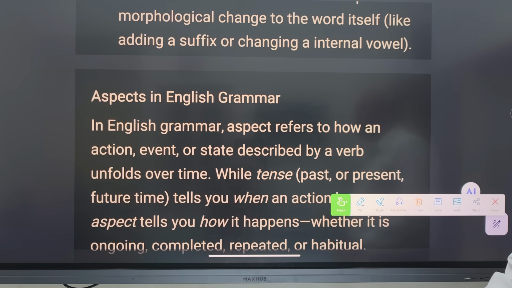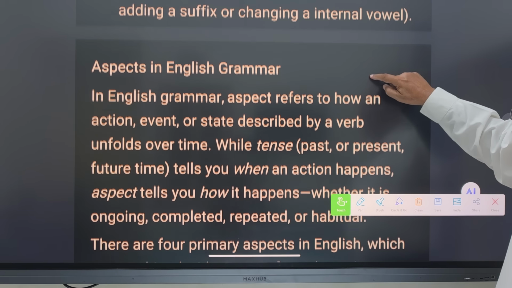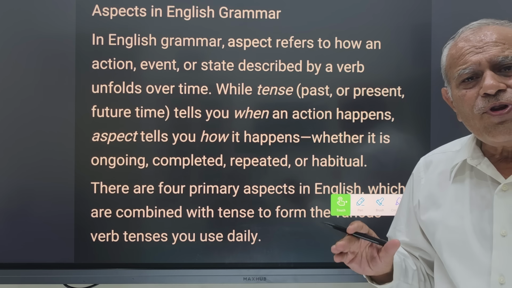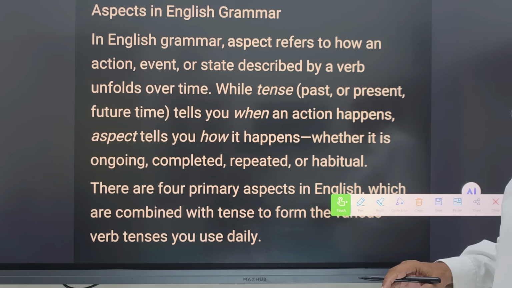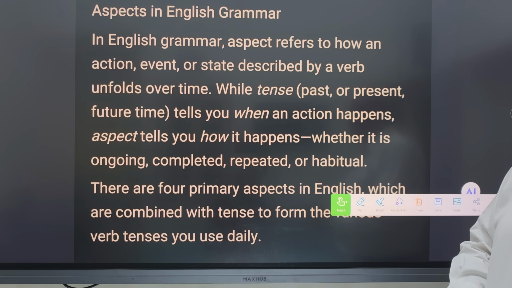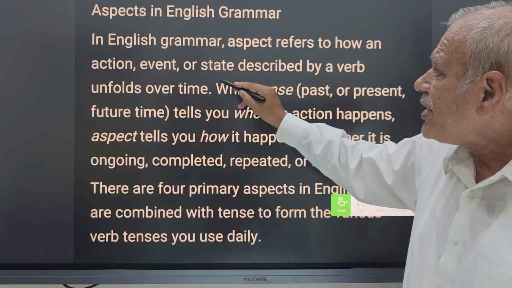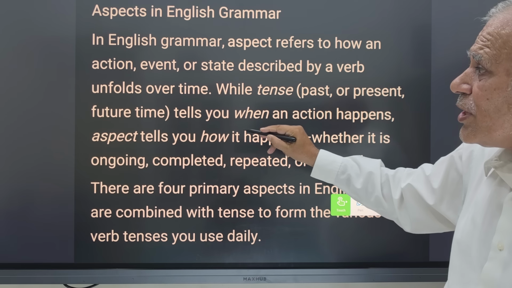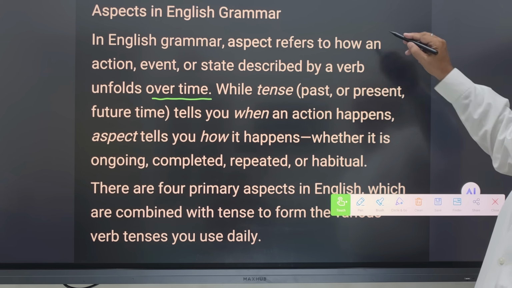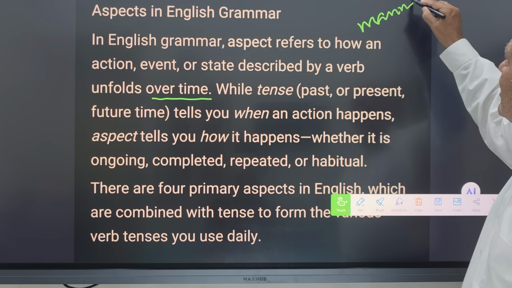Now I am going to talk about something new to you, that is aspect in English grammar. If we don't learn aspects in English, then it would become very difficult for us to learn the concept of tenses. In English grammar, aspect refers to how an action, event or state described by a verb unfolds over time. This means aspect tells us the manner, how an action is happening.